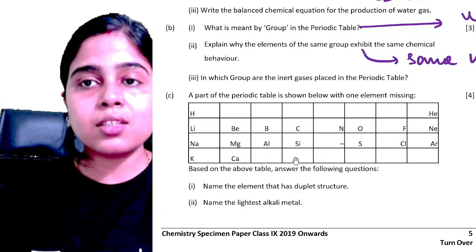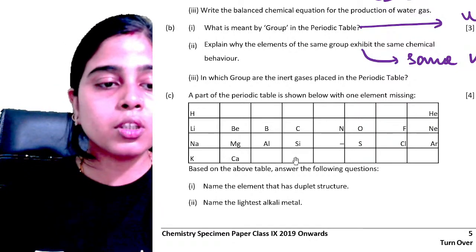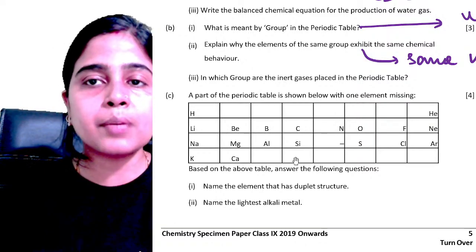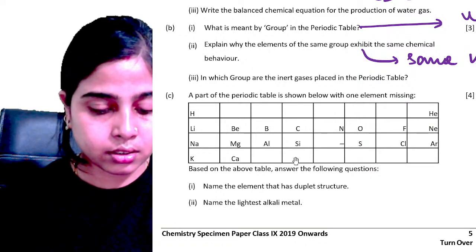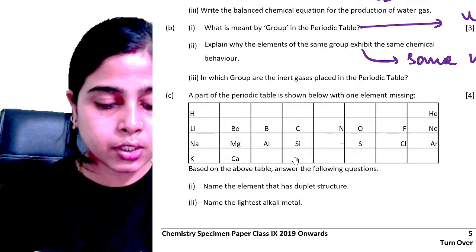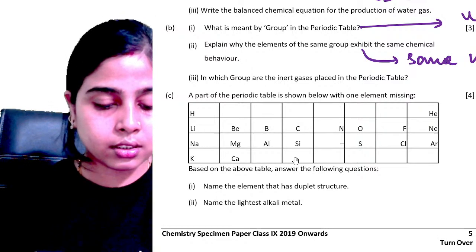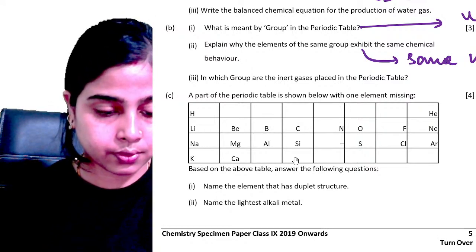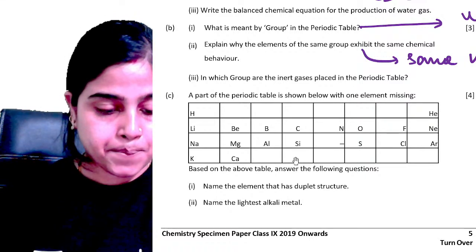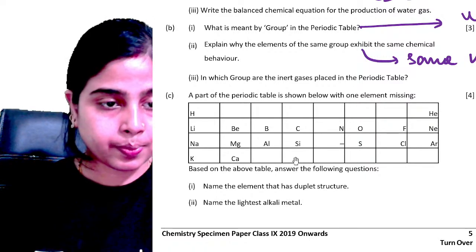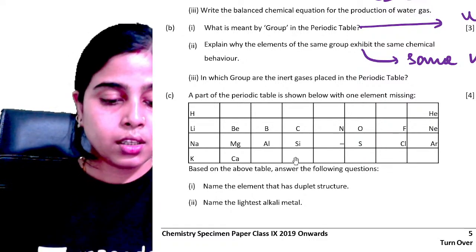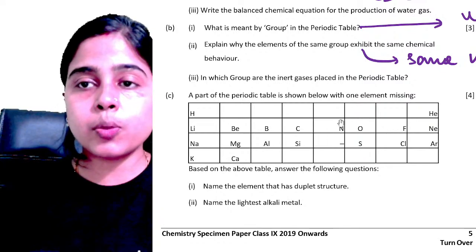Zero. That is group 80? No. Group 0, though that was in Mendeleev's time. But in the modern periodic table, your inert gases are placed in group 18. It is known by the name of group 0 also, but you have to write group 18 here. So the correct answer in this case is group 18.